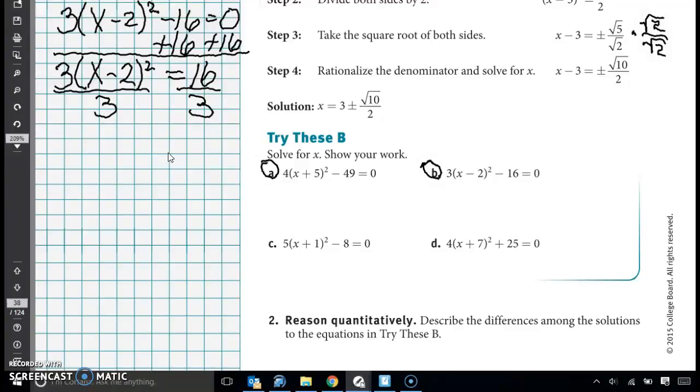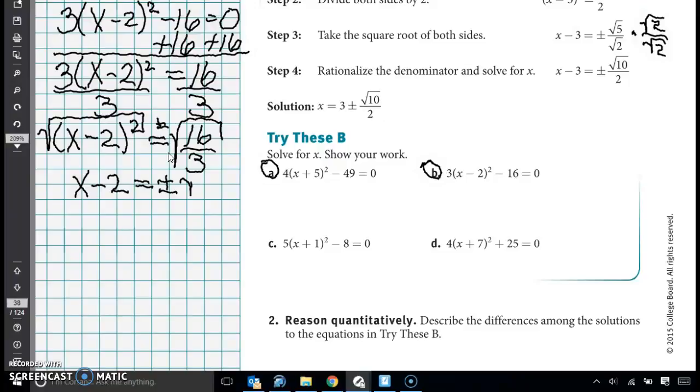So we have (3x minus 2) squared equals 16 thirds. Does that reduce? No. Now we square root both sides. When I square root a square, we just have 3x minus 2. Then it's the square root of 16 over the square root of 3. When I square root, how many answers do I get? 2. So we have plus or minus square root of 16 over square root of 3. The square root of 16 is 4.